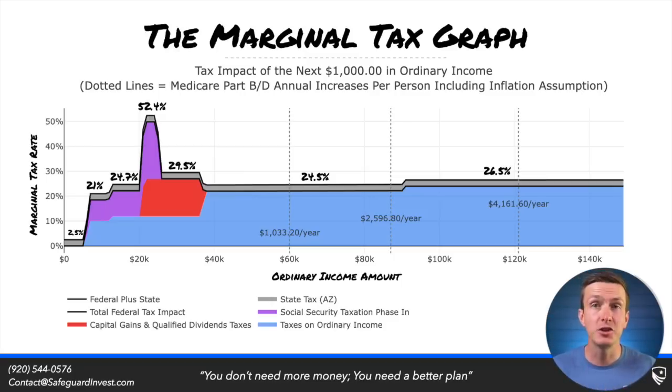The x-axis then shows ordinary income that you would be withdrawing. So if this was your situation and you withdrew $30,000 worth of income from your IRA, you would be paying a marginal rate of 29.5% on the most recent income you withdrew. Before that, you would have paid 52.4% on a portion, 24.7% on a portion, and so on.